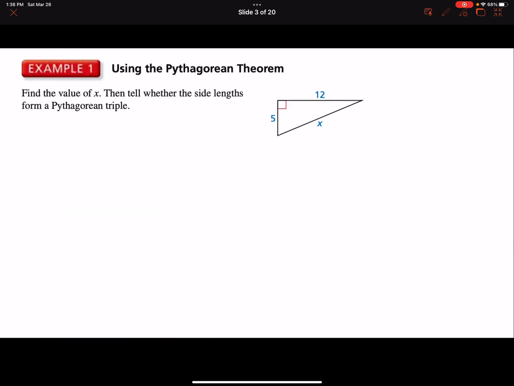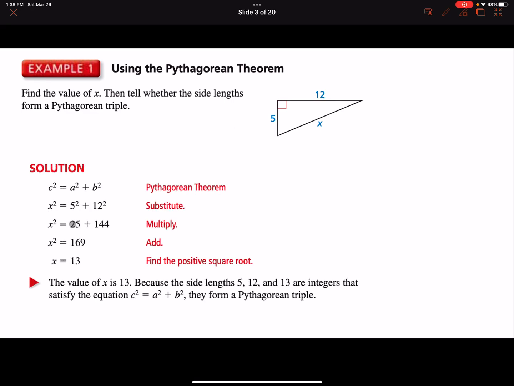Now, if I want to find the value of x in this problem, x is on the hypotenuse, which is C. So I'm going to do a squared plus b squared equals c squared. So I'm going to do 5 squared plus 12 squared to get whatever x squared is. Once I do all that math, 5 squared is 25, 12 squared is 144. So x squared equals 169. So x equals 13 when I get the square root of both sides, okay?